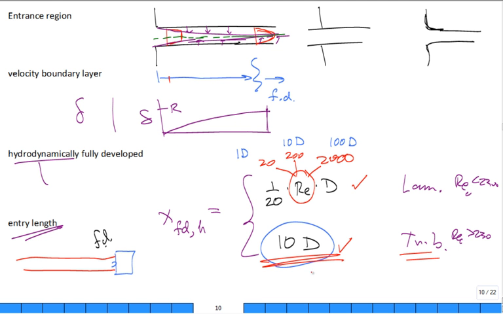So there you go. A nice number to remember from today's lecture in this class, anything else, is 10 diameters. Why? Because a lot of flow in pipes is fully developed turbulent flow, and it needs to be fully developed before it hits a meter.